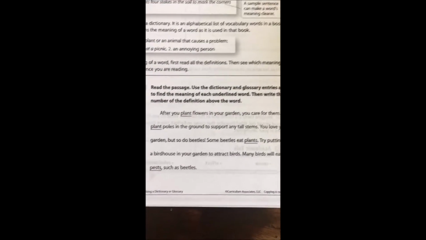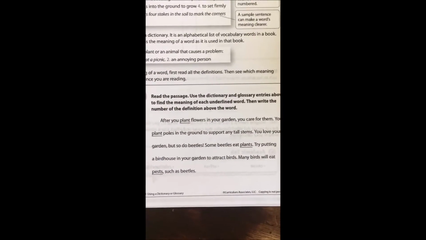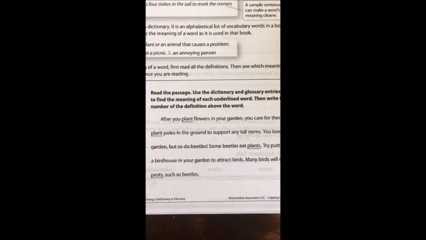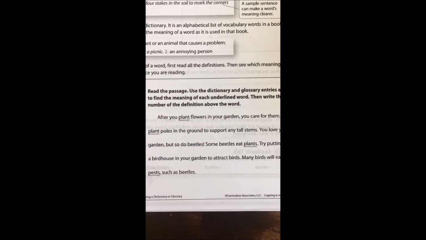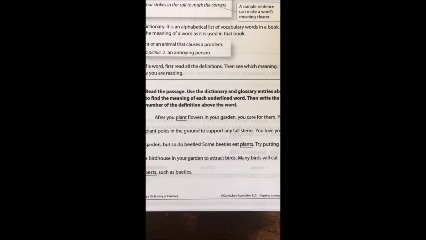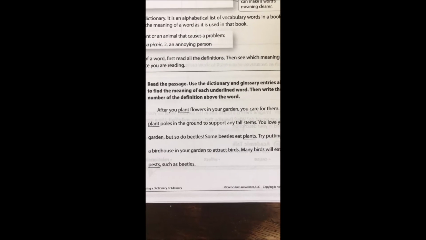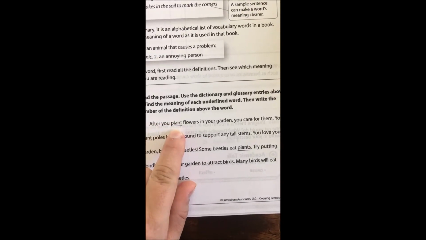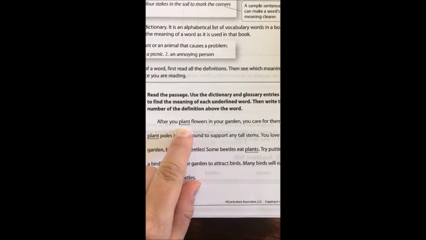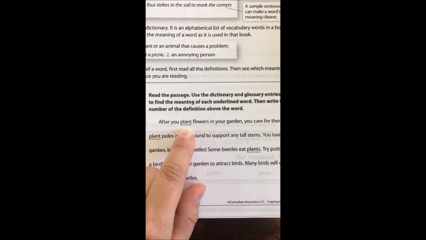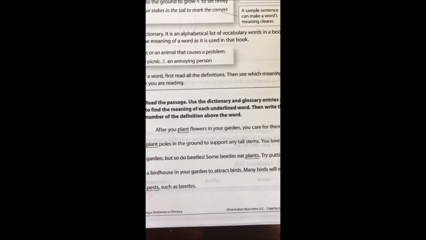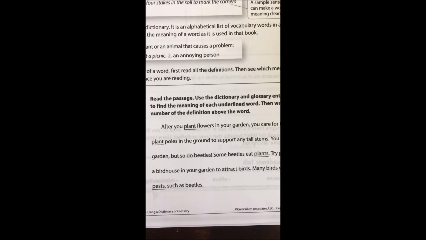So, now we've read our paragraph, and we're just going to look at a couple of these sentences, and then I'm going to set you free. So let's look at the first one. Our first sentence says, after you plant flowers in your garden, you care for them. The first thing I want to think is, after you plant. That's my underlined word, so that's what I'm focusing on. I'm planting flowers in the garden. Now, I'm going to ask myself, what part of speech is that? How is that word being used?